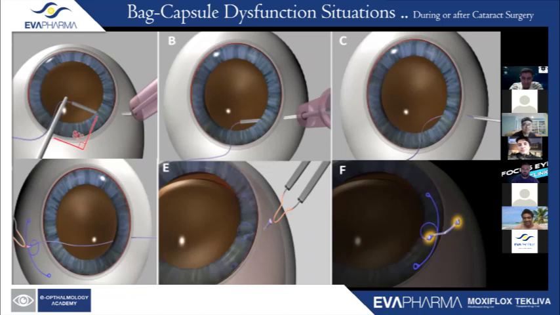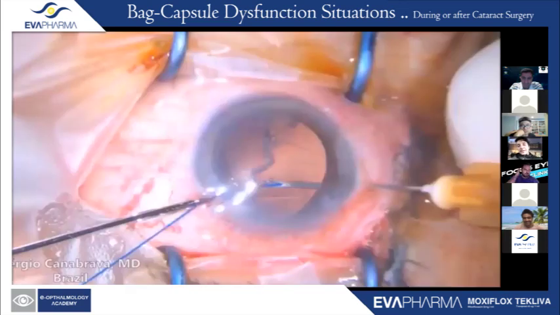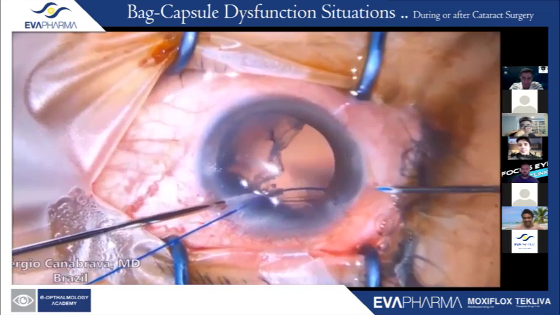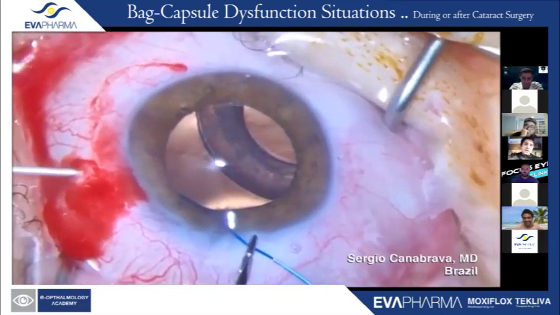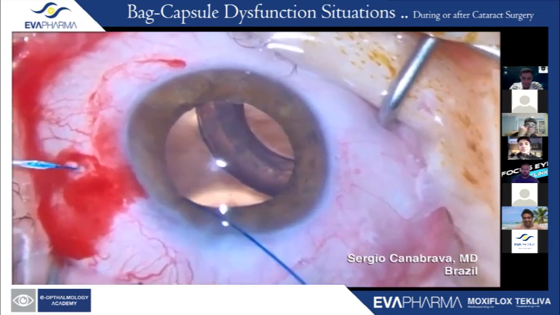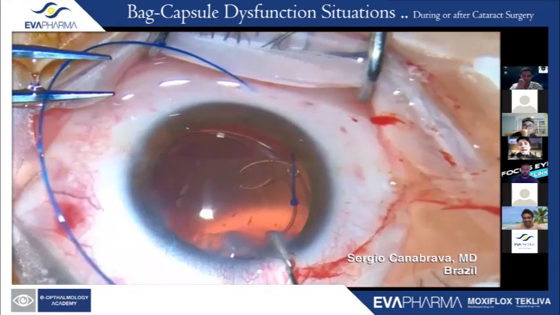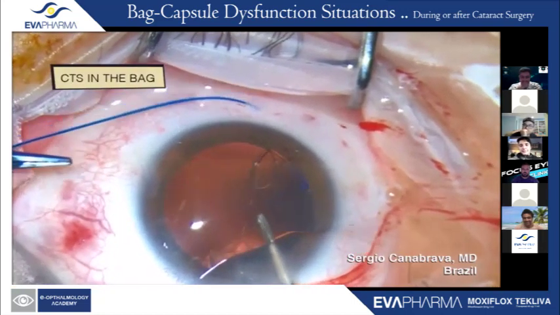Here are the photos, the pictures to review. And the question, is the double flange technique safe? Now I have 21 patients in 3 years follow-up, with trauma and subluxated IOL, Marfan, microspherophakia, and it seems to be a good option for subluxated cataract.